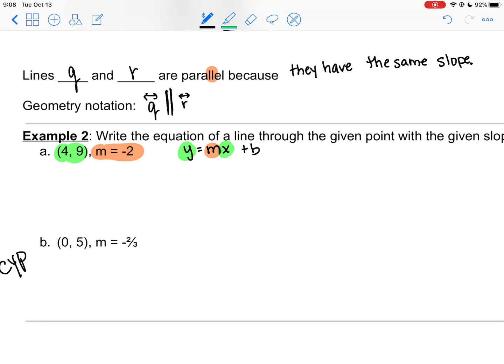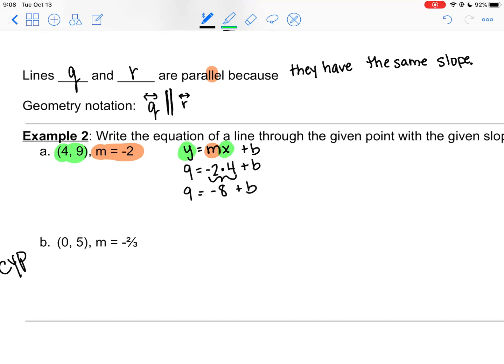If I plug in the information that I have, the y value that I was given is 9. The slope that I was given is -2. And the x value I was given is 4. I leave the variable b because that's what I'm solving for. The first thing I need to do is to simplify this multiplication. -2 times 4 is -8. I'm going to bring down everything I haven't used, and then work towards solving for b.